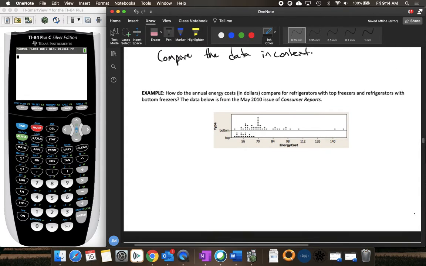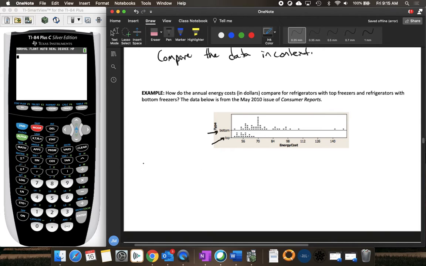For this first example, how did the annual energy costs in dollars compare for refrigerators with top freezers versus refrigerators with bottom freezers? The data below is from the May 2010 issue of Consumer Reports, which unfortunately, the way they set this up was not very well done. They actually put the bottom freezer data on top and the top freezer data on bottom. I don't know why they decided to do that. It's kind of annoying if we're being honest, but it is what it is.